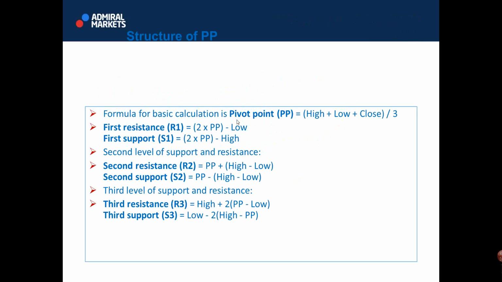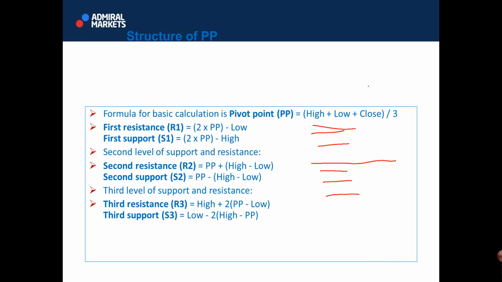This is the formula for the basic calculation of pivot points. It is high plus low plus close divided by 3. So when we get a pivot point, we say that that is usually a base. Above this base, we have first resistance, second resistance, and third resistance. Then below the base, we have first support, second support, and third support.